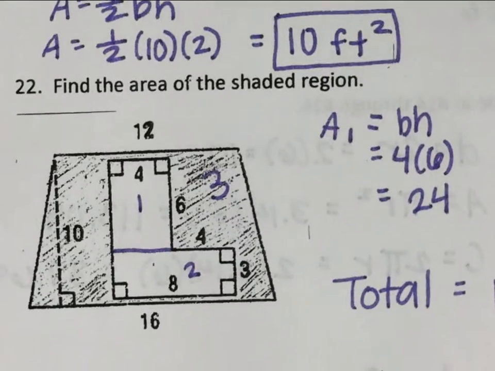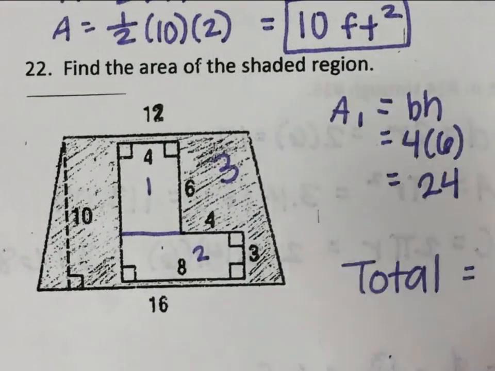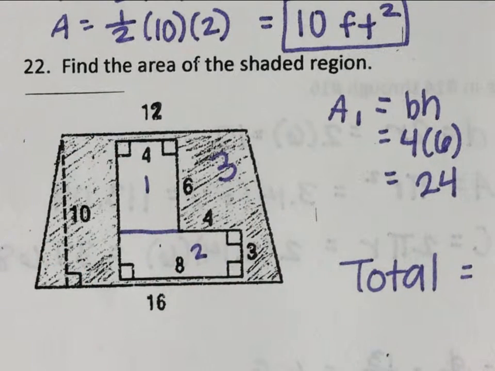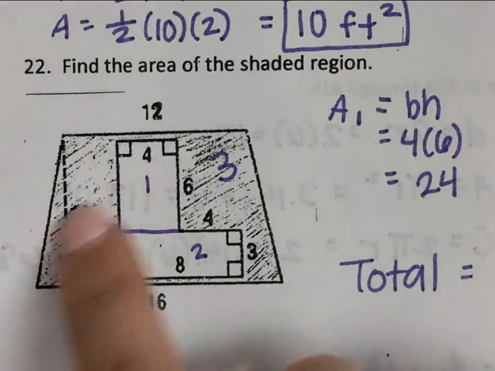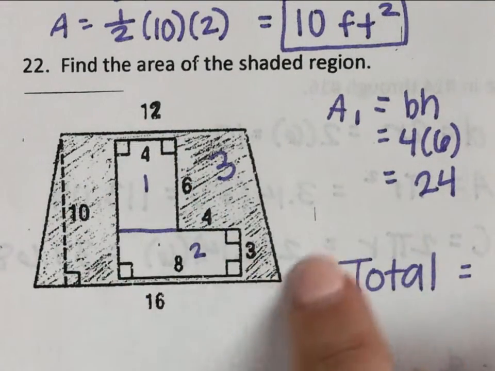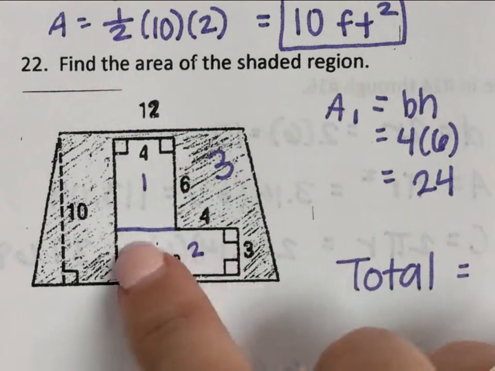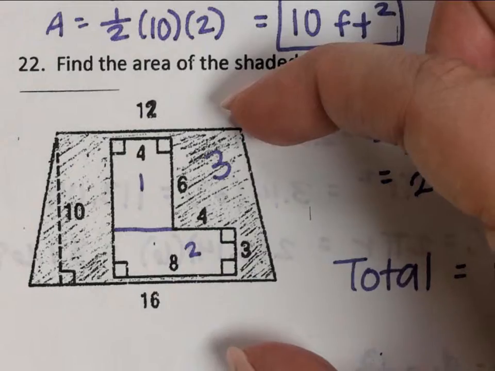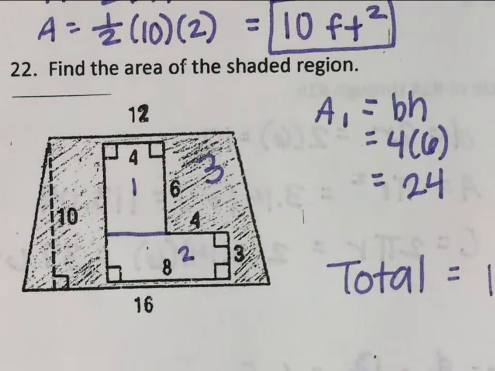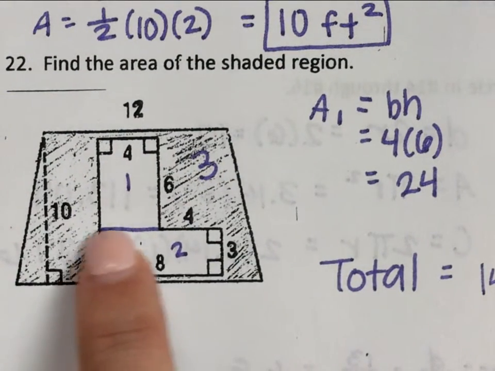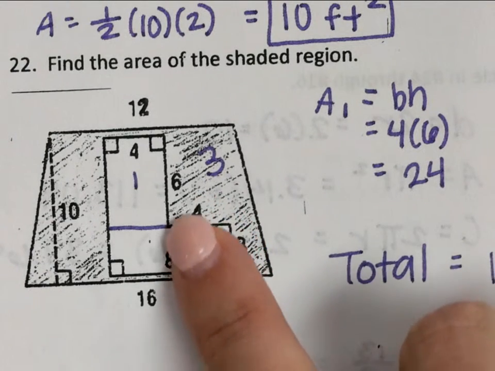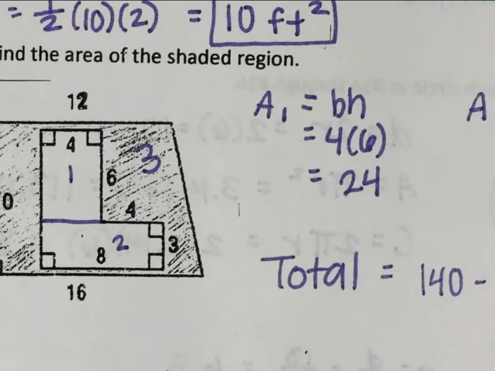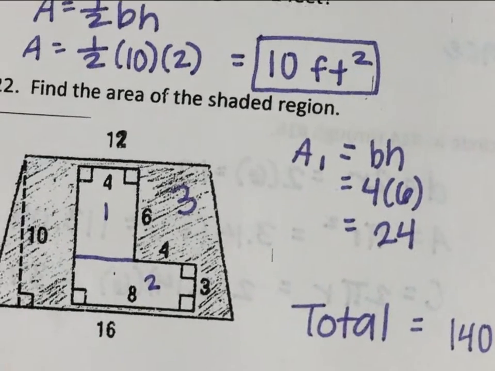Number 22 is a little tricky. You got to think about it. What is this full figure? That's a trapezoid. I want to find everything that's shaded. So everything inside of that trapezoid, excluding these two figures right here. So that means I've got to find the area of the whole trapezoid and then subtract these two areas from that. Does it matter if I drew my line right here or if I drew a line right here? No. It's still going to be two rectangles. Your other two areas might be a little different, but your final answer should still be the same.